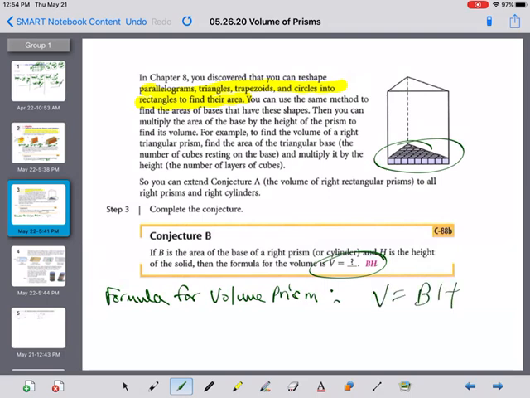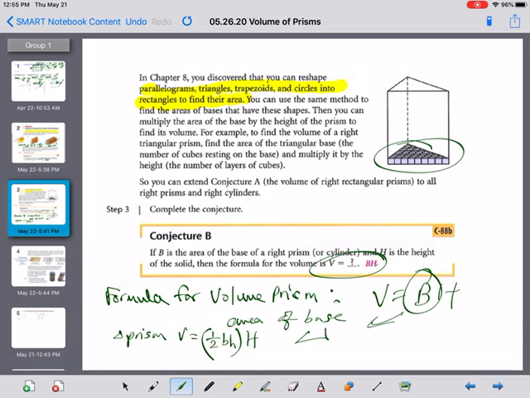V equals BH. Now that capital B transforms into the area formula for the base. So it's important that you know all the area formulas. So this turns into the area of the base. If it's a triangle, so a triangular prism would be V equals 1/2 little b little h times capital H. So the half little b little h is the capital B.